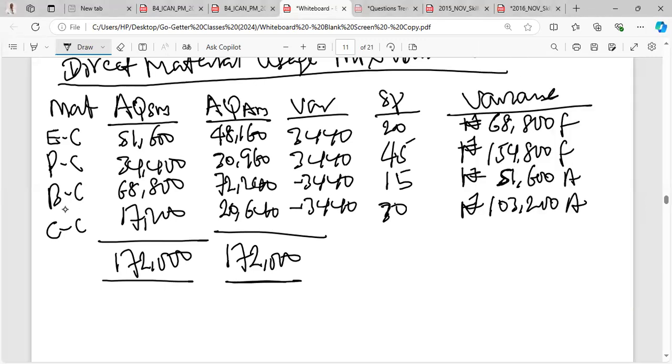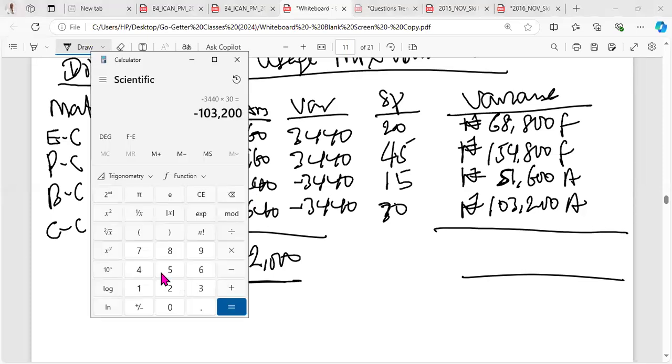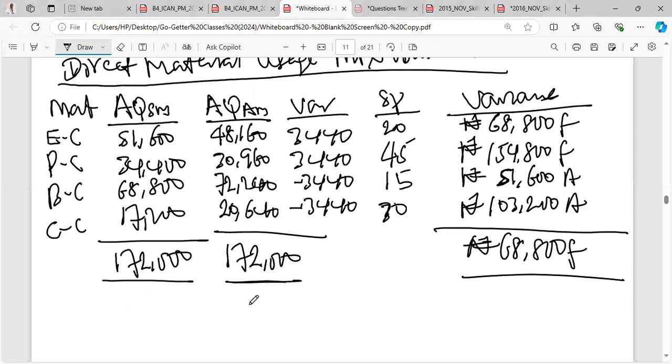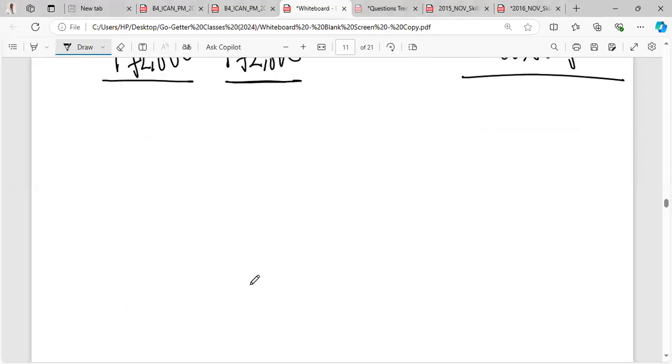So when we add them together, we have 103,200 adverse, plus 51,600 adverse, plus 154,800 plus 68,800. That gives us 68,800 favorable. Now that we've done it, if we want to check if we are correct, we will do a check.